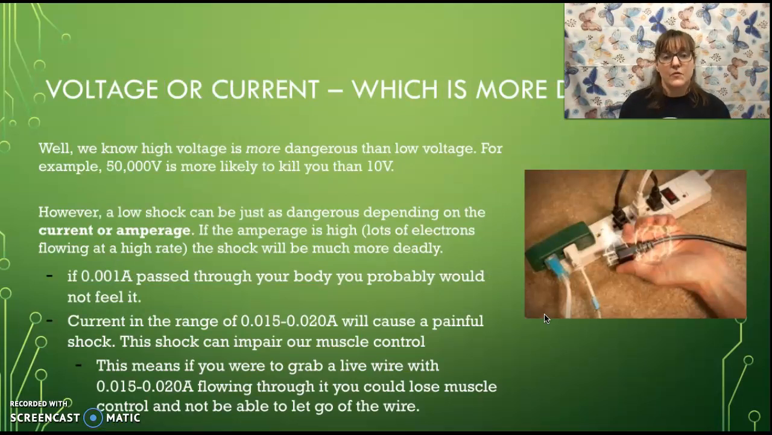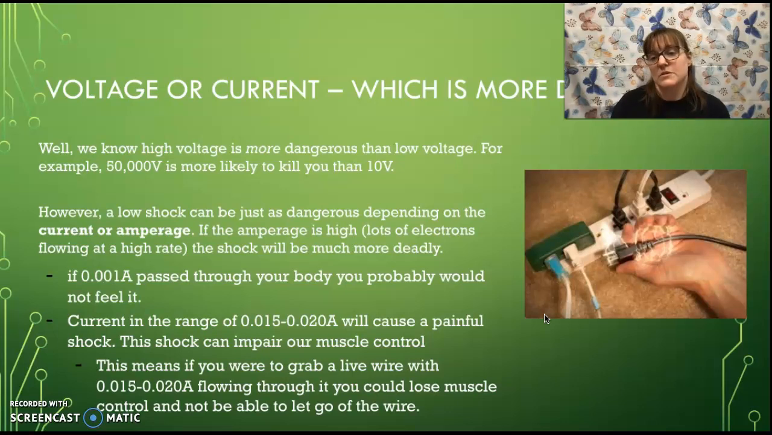Now, voltage or current, which one's more deadly? I think that you already know that if you have a high voltage, it's much more likely to harm you than a low voltage. So 50,000 volts has a much higher likelihood of killing you than 10 volts. There's another thing though. The shock can also depend on your current or your amps. When you have a high amp, so lots of electrons flowing through, the shock is actually more deadly because you have more things going through your body.